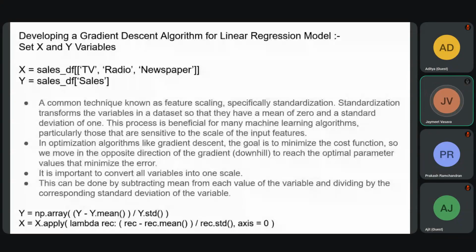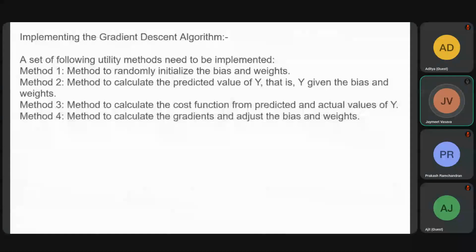Now, implementing the gradient descent, we have four methods. A method to randomly initialize the bias and weights, a method to calculate the predicted value of y, that is y given the bias and the weights, and a method to calculate the cost function from the predicted and the actual values of y. Then the fourth method to calculate the gradients and adjust the bias and weights. So let's get started with method one.